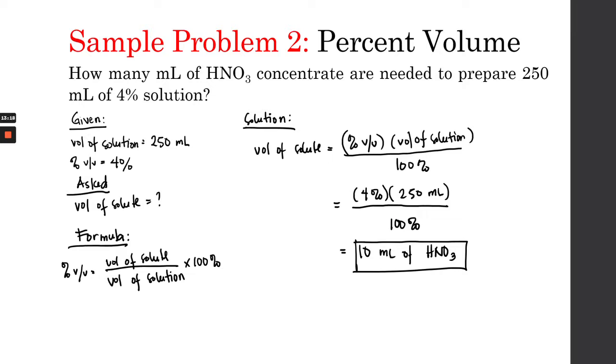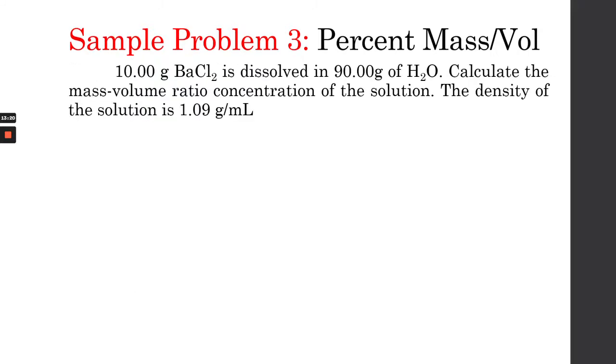Okay, next let's head to the next part, which is the combination of both, percent mass per volume, or mass volume. Okay, let's read the problem. 10 grams of BaCl is dissolved in 90 grams of H2O. Calculate the mass volume ratio concentration of the solution. The density of the solution is 1.09 grams per milliliter. Let's write our given.